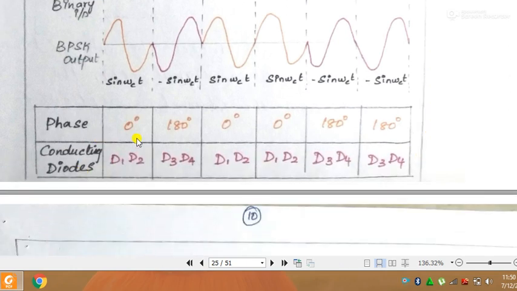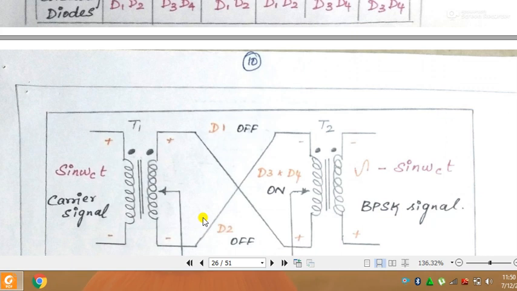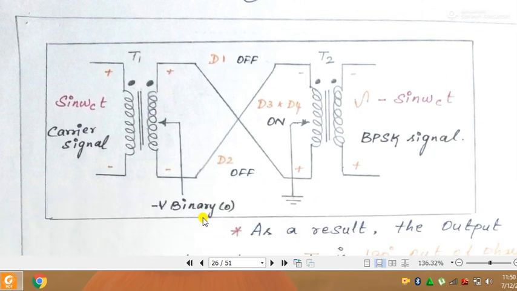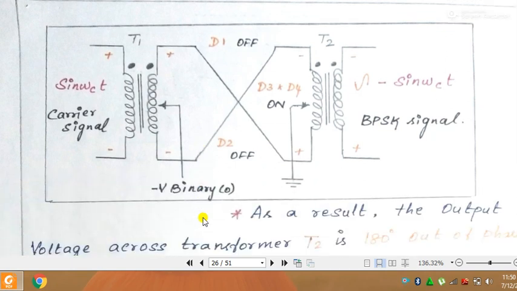See here, this is the 0 degree phase shift, diodes D1 and D2 conducting. This is the 180 degree phase shift, conducting diodes D3 and D4. Okay, keep it in your mind. This is already explained.